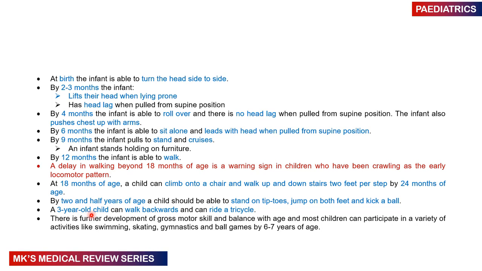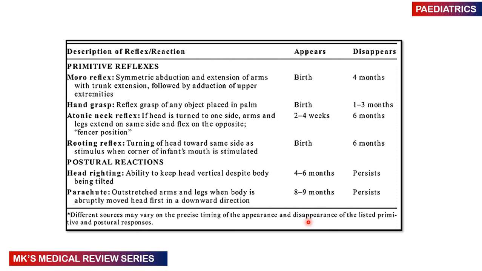Then there is further development in gross motor function and balance with age, and most children can participate in a variety of activities like swimming, skating, gymnastics, ball games by the age of 6 to 7 years. So this is where most professionals start getting serious with their stuff. So if you want your child to become a professional, start them at this age. So here are some of the reflexes.